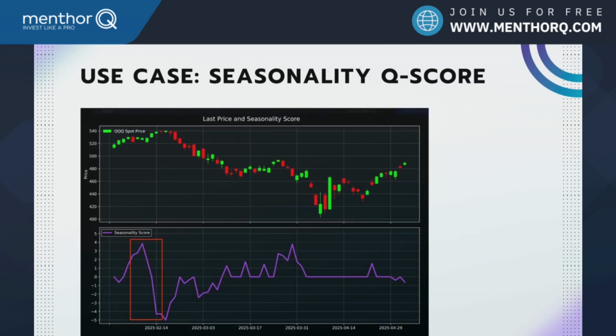Let's do another example here. Again, here we also have the QQQ. This is the price of QQQ in February. Before the move, we saw a massive down move on the seasonality score, what you see in the red quadrant there. And that was a few days before the price actually dropped in February. So the seasonality score in this case, which was very, very bullish on the left-hand side, went very bearish in a matter of a couple of days.